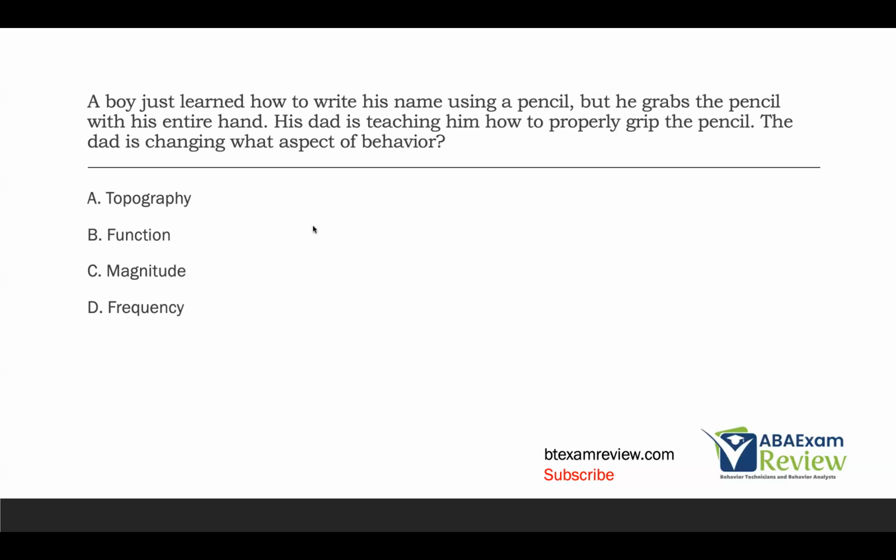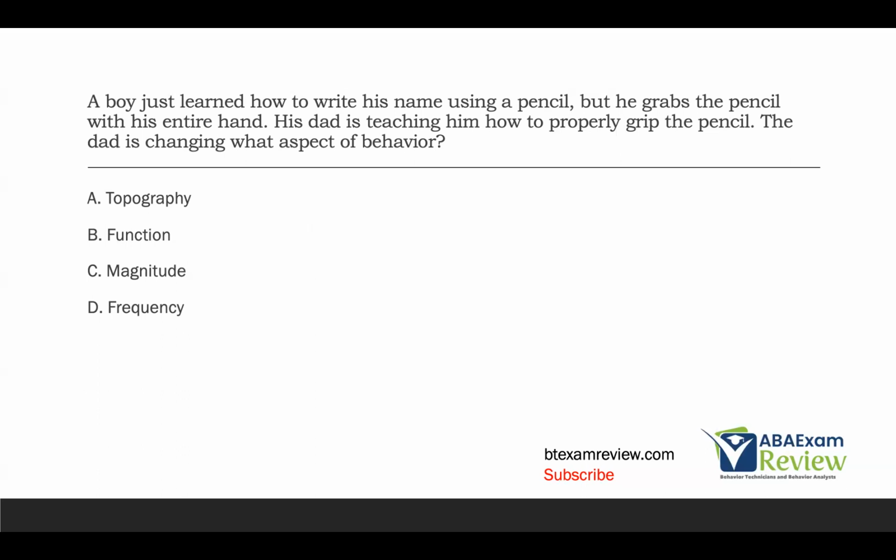We're just going to change how it looks now. Magnitude would be if the boy was maybe writing too light or too dark, we would want to adjust that. So understand the difference between those three, right? Function is what the behavior is producing or what it's getting rid of. It's the reason it's occurring. Topography is what does it look like? And then magnitude is like the intensity. It's hard, it's soft, it's loud, it's quiet.